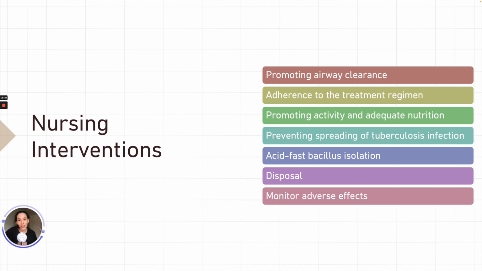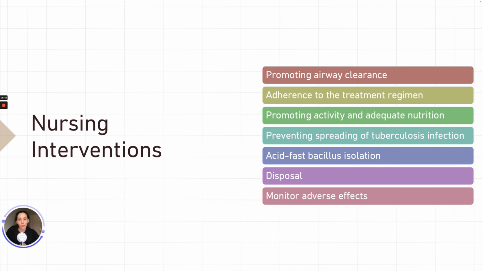We want to promote activity and adequate nutrition. So we're going to plan a progressive activity schedule that focuses on increasing activity tolerance and muscle strength, and a nutrition plan that allows for small, frequent meals. We want to prevent the spread of tuberculosis infection, so the nurse should instruct the patient about hygienic measures, including mouth care, covering the mouth and nose when coughing and sneezing, and proper disposal of tissues and hand washing.